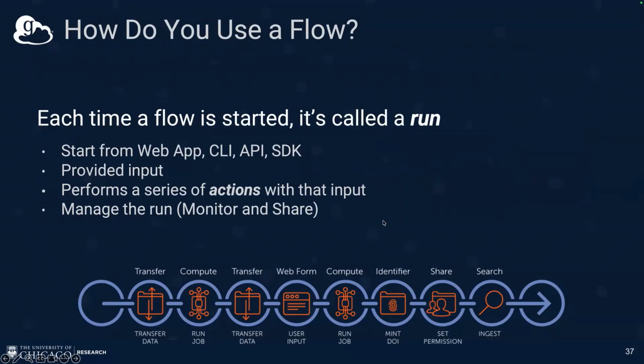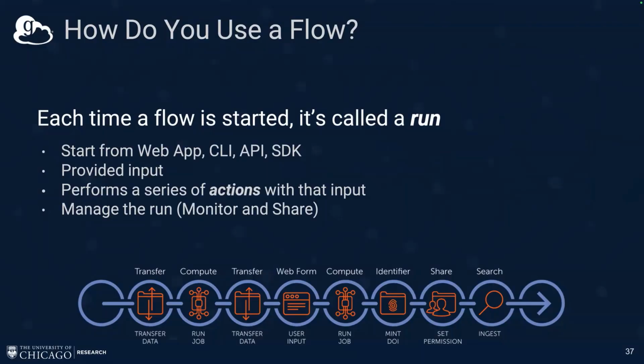When you run a flow, we call it a run. Okay, that may seem obvious to you, but it's because of the way I said it. When you start a flow, it starts a run. Okay, and we keep track of runs. Globus keeps track of all the runs, and you can look at the history of all the runs.